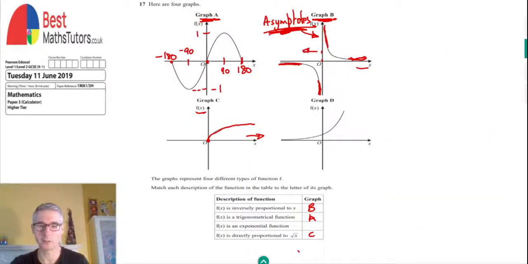So finally, we're looking at f of x as an exponential function, and if we've got this far, then we know it's got to be d if we're sure about the other answers. So we know it's got to be d. Let's have a look why that's the case.